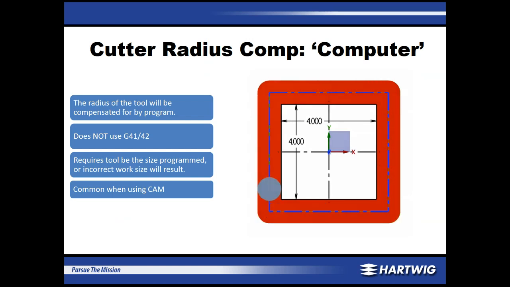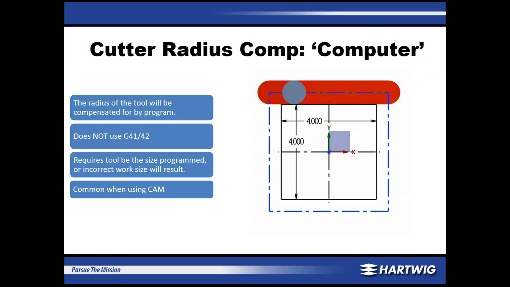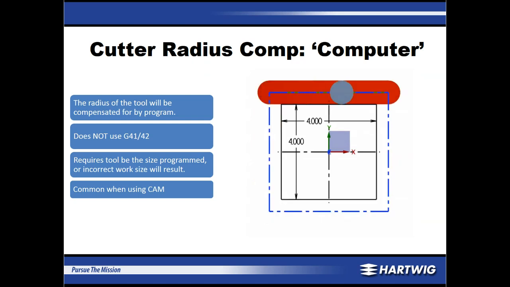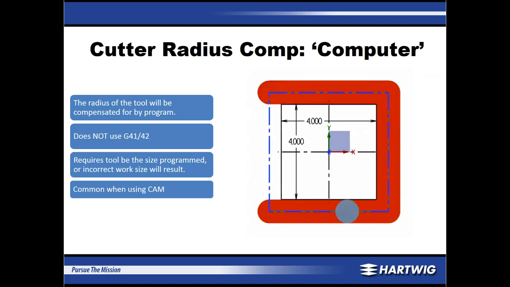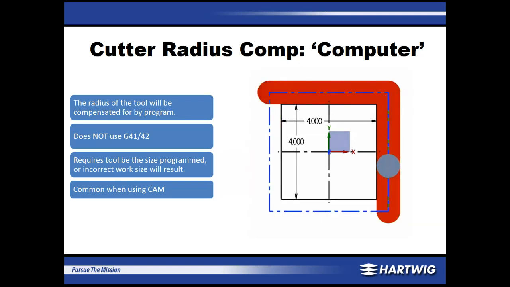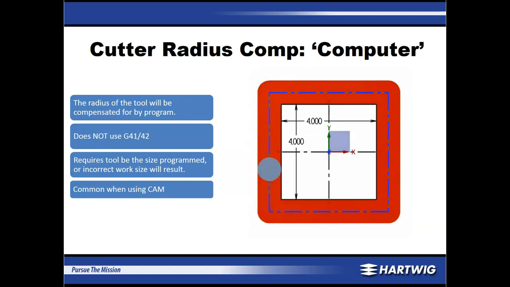The next type of cutter compensation that we use pretty frequently is called computer comp. In this type of cutter comp, the radius of the tool will be compensated by the program. We don't use a G41 or G42. It requires the tool be the correct size or incorrect work size will result. And this is a pretty common strategy whenever you're using a CAM system.